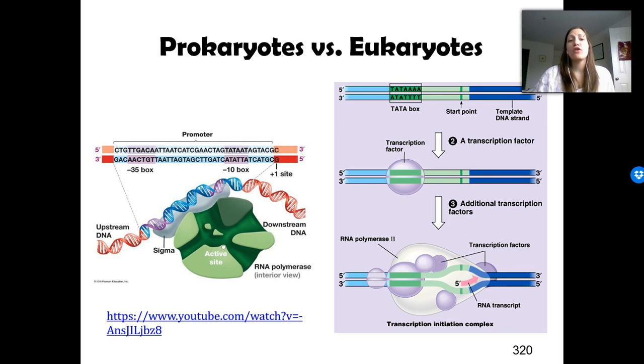So this is just an overview slide of transcription in both prokaryotes, which is on the left, and we know this is prokaryotes because we see sigma. We see this -35 and -10 box. And on the right-hand side are eukaryotes. We know that because we see this TATA box. There's also transcription factors, or the basal transcription factors.